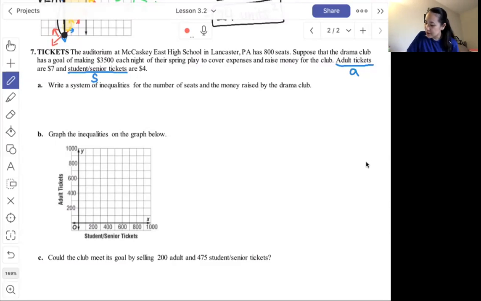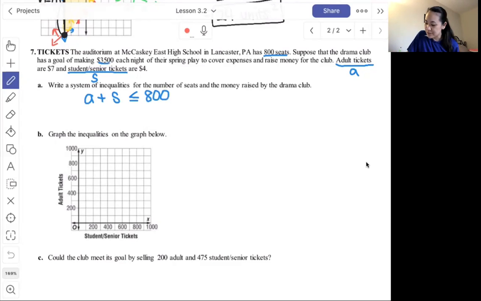All right, so since there are 800 seats, right, we know that the adult tickets plus the students' tickets total can't exceed the number of seats. So each night they can only have a total of 800 or less. You can sell less then, but you can't sell more than the number of seats you have.